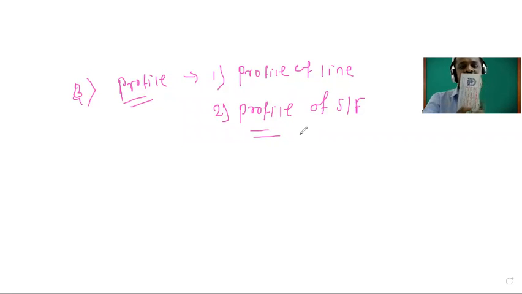It is called the surface profile. And if we take a line profile, it is called the line profile. For example, take the example of the mobile. What is the surface profile of this mobile? This is the surface profile. This whole surface we are showing is called the surface profile.